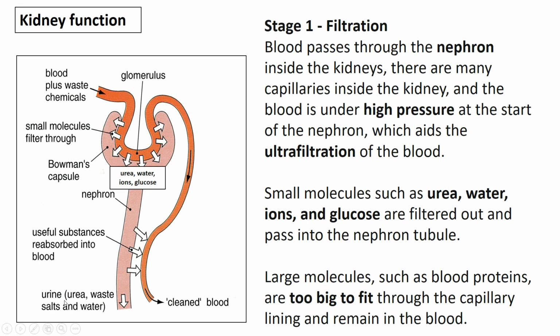Okay. So these nephrons work in 3 different stages. Stage 1 is the filtration stage, where the blood is passing through this capillary and it goes into this part of the nephron. You don't need to know the specific names of the parts of the nephron, but you just need to know that blood is going through that capillary in high pressure, and that high pressure causes urea, water, ions, and even glucose to be filtered out. The blood cells stay in the blood. Any large molecules, such as blood proteins, are going to be too big to fit through the capillary lining, so they stay in the blood and they keep travelling around.